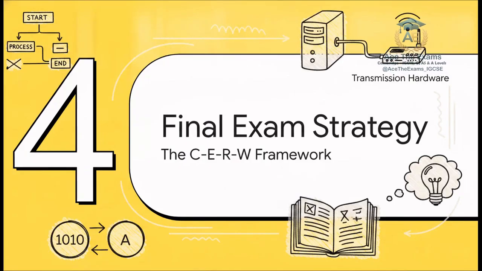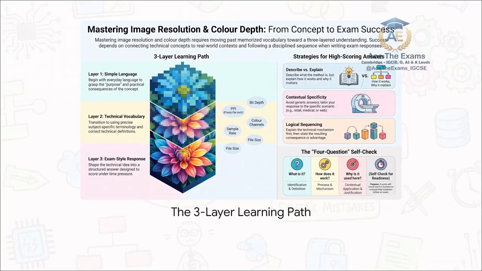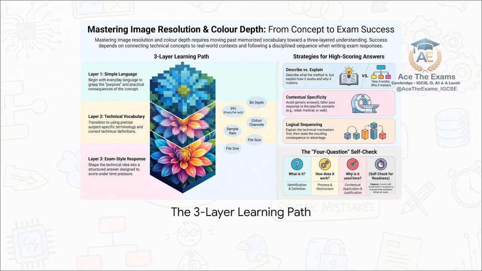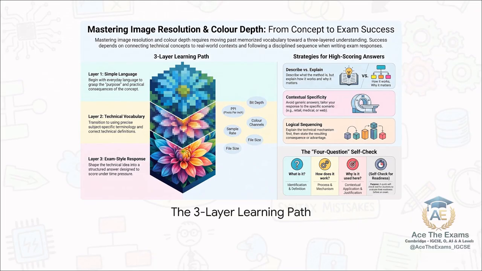And that brings us to our final section, the final exam strategy. We've covered programming logic, number-based conversions, transmission hardware, and contextual application. But how do you tie all these distinct computer science modules together into one foolproof framework for exam day? You build them into the 3-layer learning path. Notice how this progression stacks up. Layer 1 is simple language. You just have to grasp the real-world purpose first. Simple as that. Then, Layer 2 is technical vocabulary.